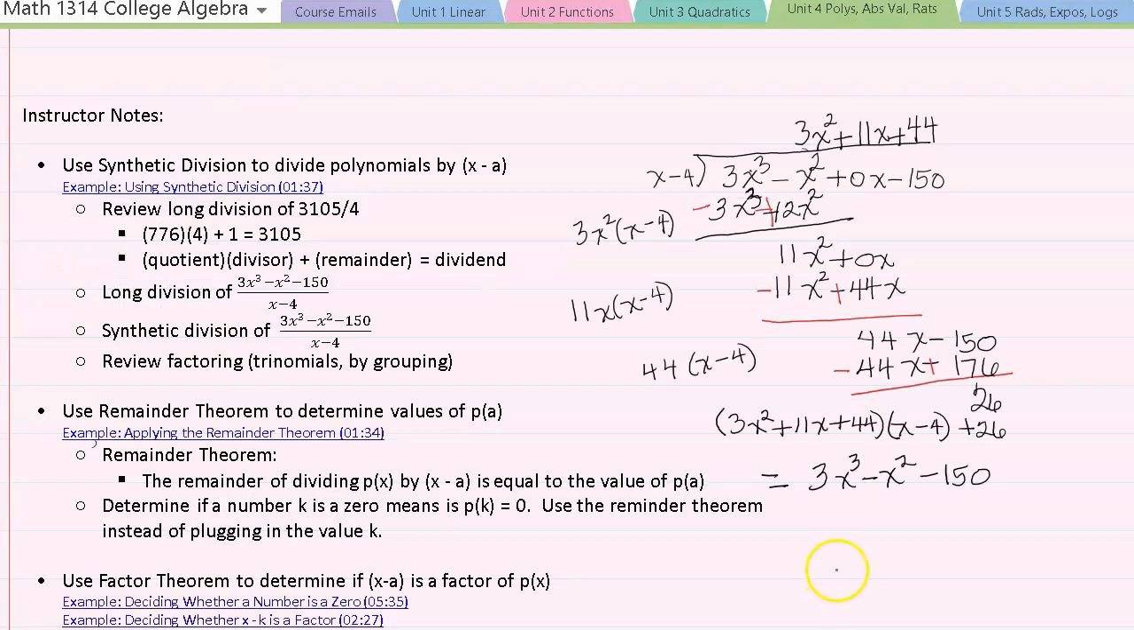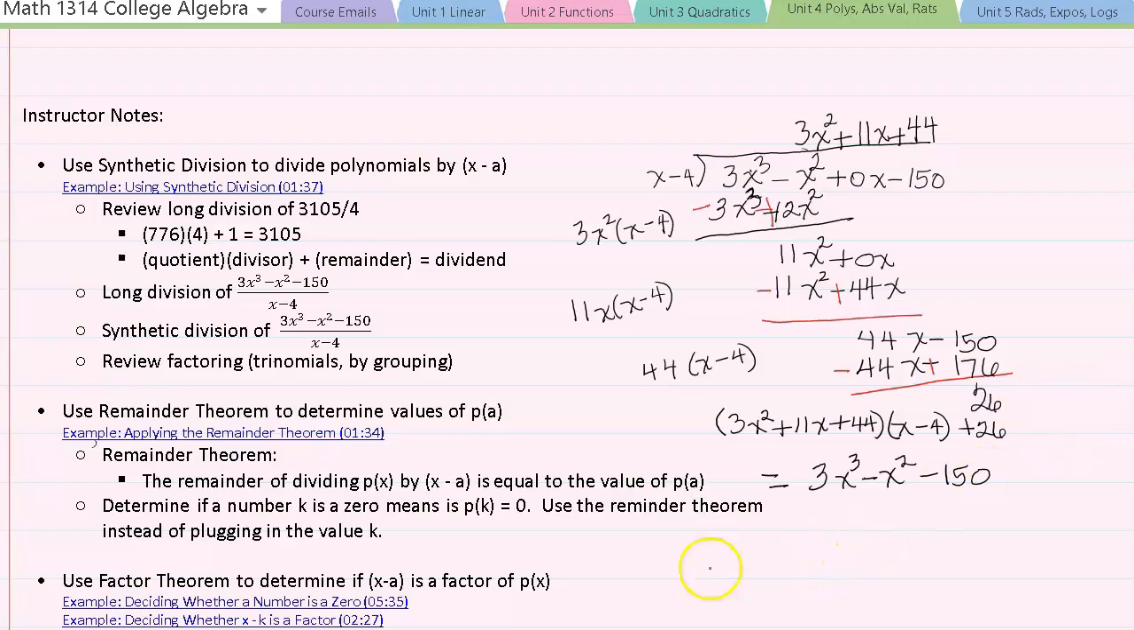So you want an easier way of dividing polynomials? We do have an easier way, but it is very limited. We can use synthetic division when we want to divide polynomials by a divisor that is in the form of x minus some number a.